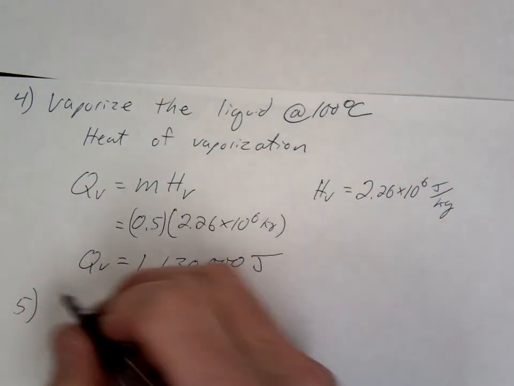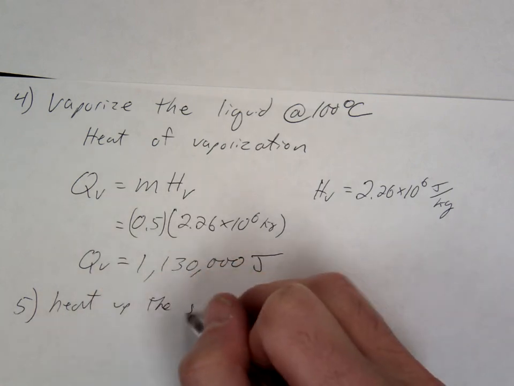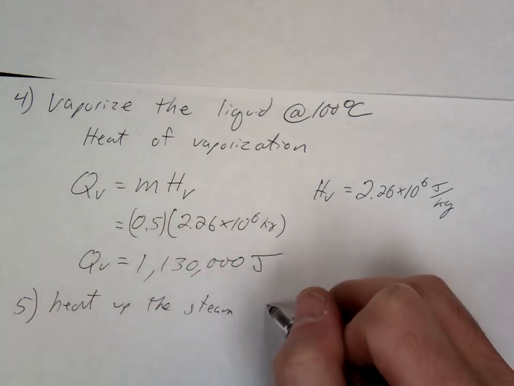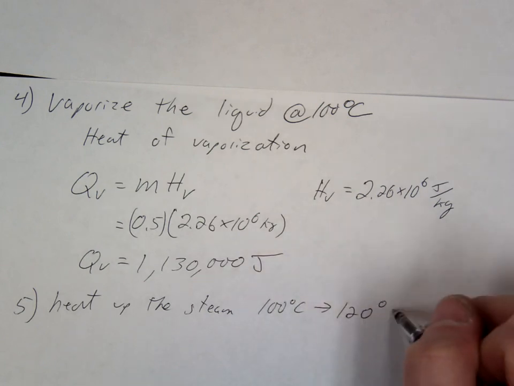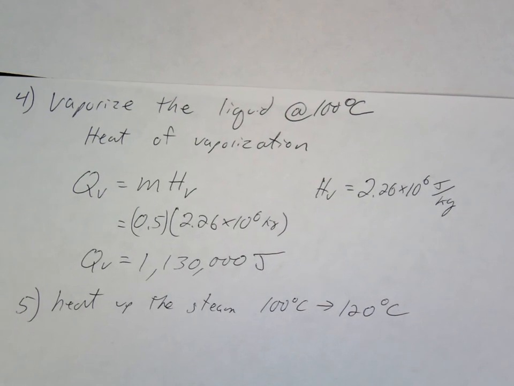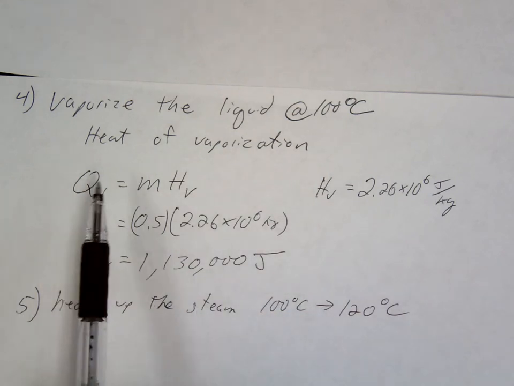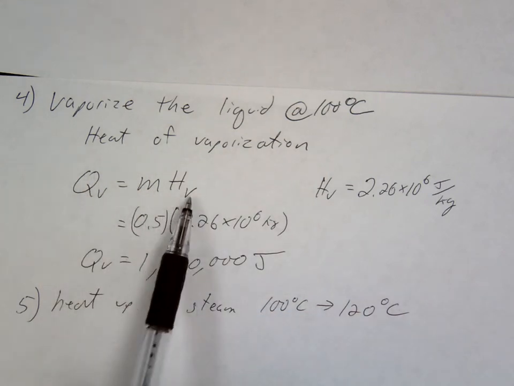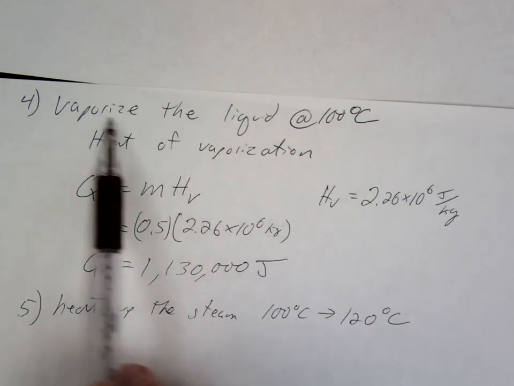120. So we're going to heat up the steam from 100 to 120. Which equation are we going to use? Are we going to use one of the MH's or one of the MC delta T's? Delta T. So you always use the delta T when you're changing temperature and use the MH when you're changing the phase.